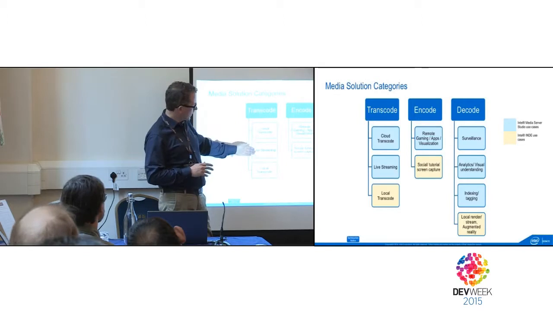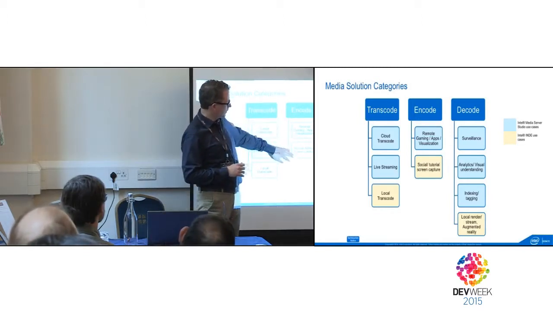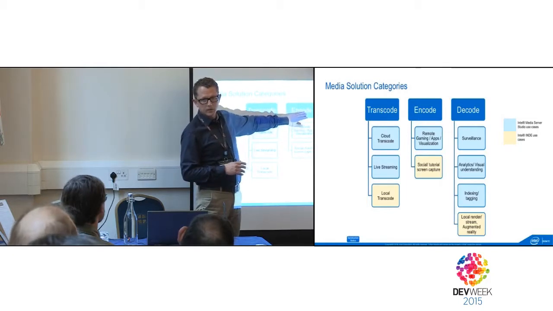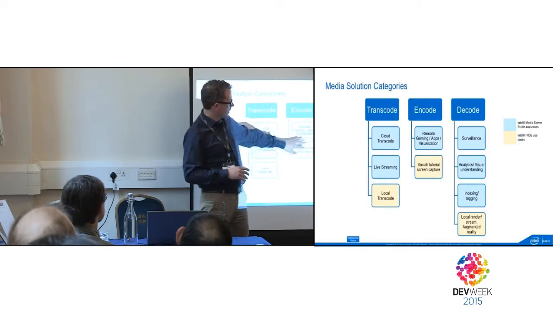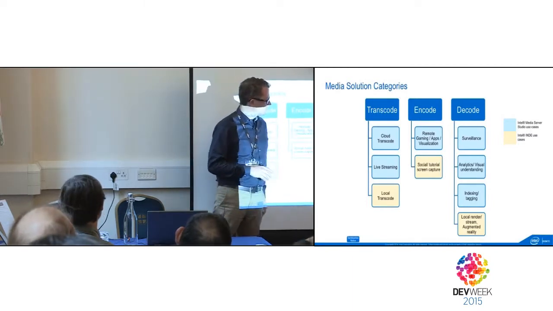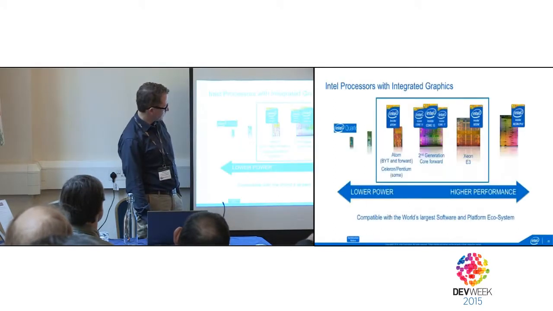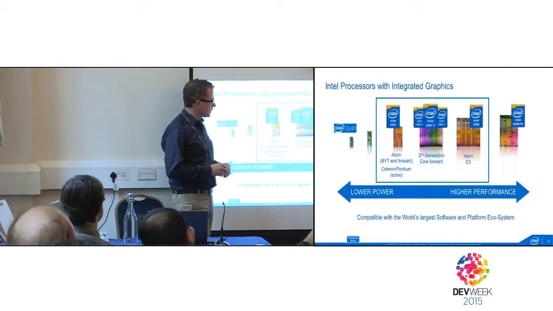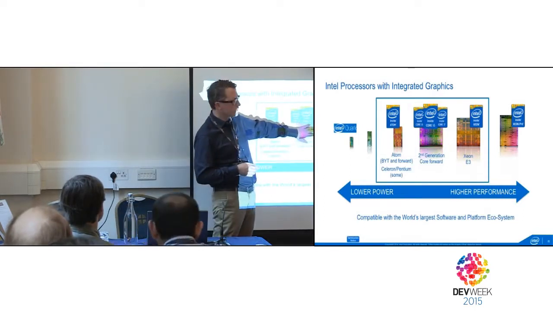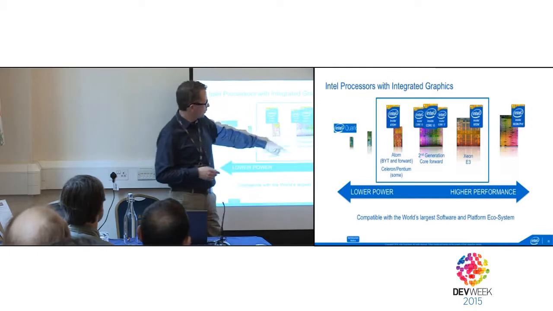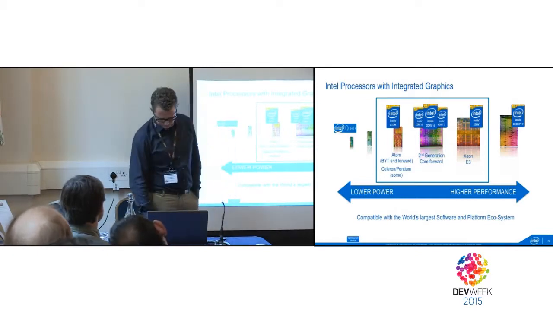Cloud transcode in the cloud, live streaming, or local transcoding on your server. Encoding, which is the most complex task in video. So for gaming, visualization, whatever, a lot of stuff. And of course, decoding, which is the most common function in video. And so if you look at our processors, these functionalities are available in the core processors, in Xeon, E3, and also in some Atom versions.